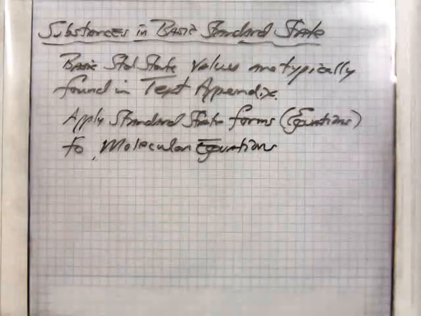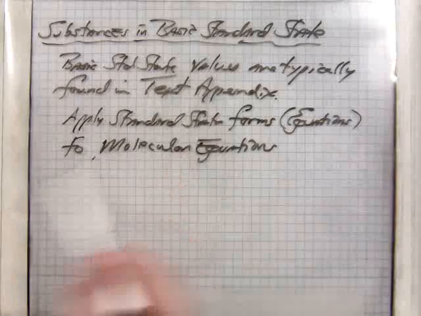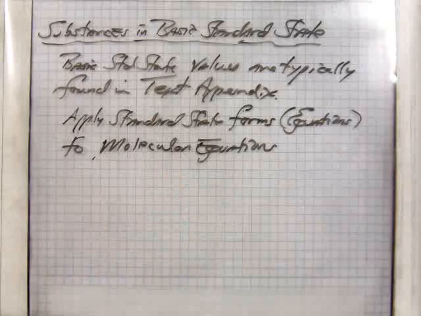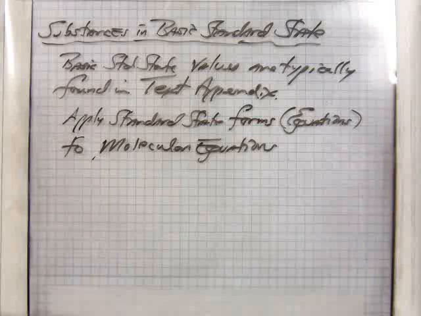Now, here's what I'm really getting to in trying to explain this idea. We have basic standard states of elements and basic standard states of compounds and substances. And you need to understand intuitively the difference between those two in order to go forward and understand how these thermodynamic issues and energy issues are applied to the chemical equation.